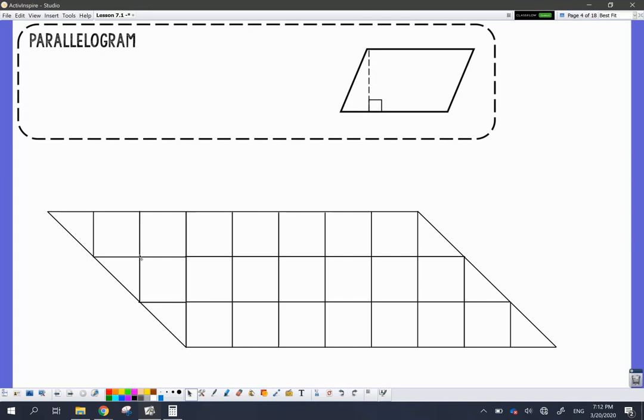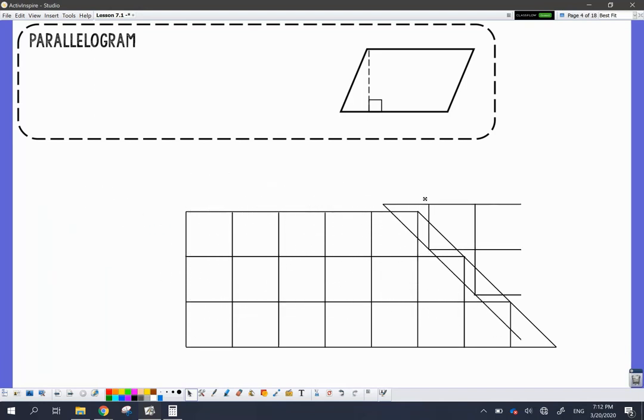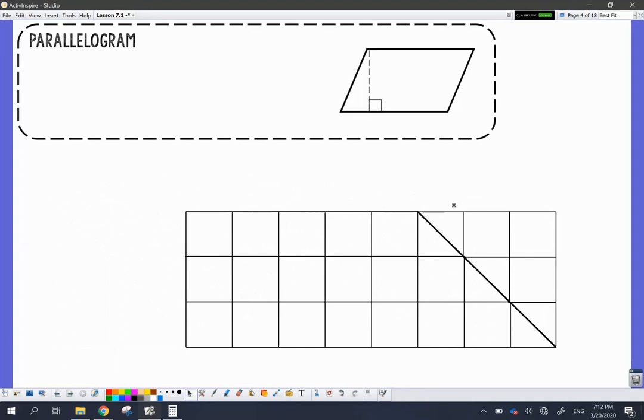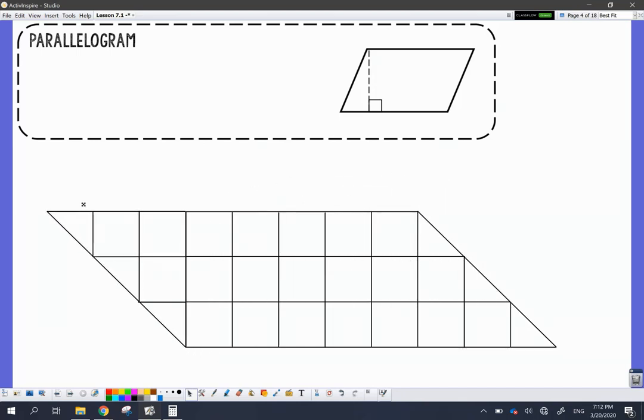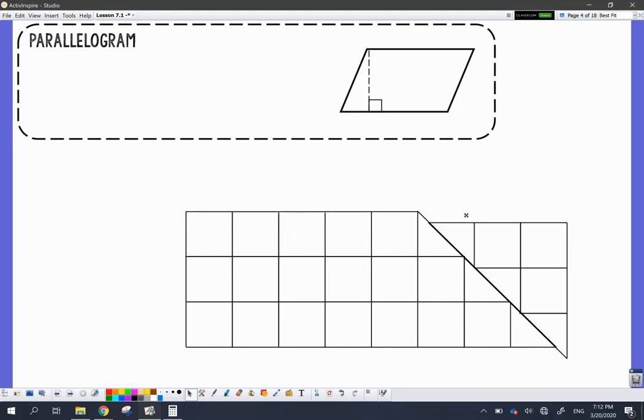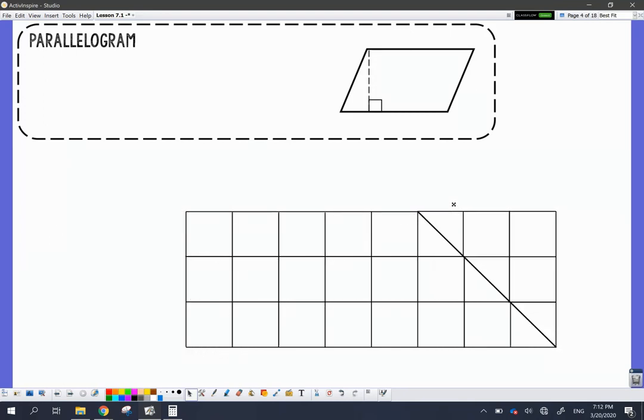But let's take this piece of my parallelogram. And if I shift this to the other side like this, well, look at that. I end up with a rectangle. So really, a parallelogram is a rectangle with this piece added over here like that. Which means I can use the same formulas to find the area and perimeter of a parallelogram.